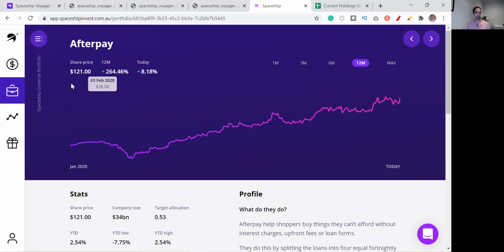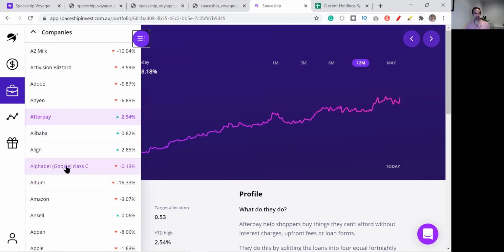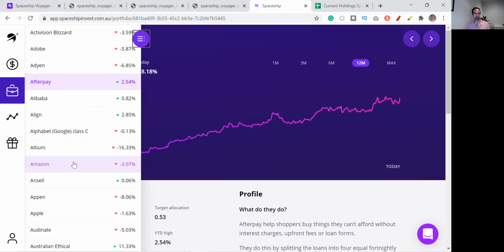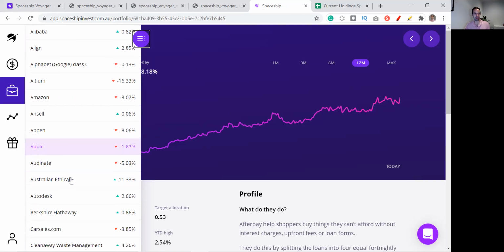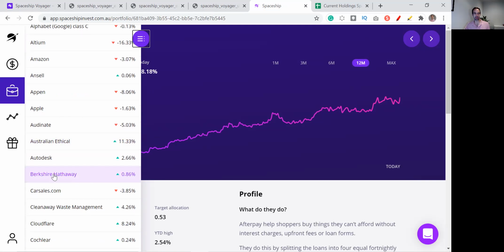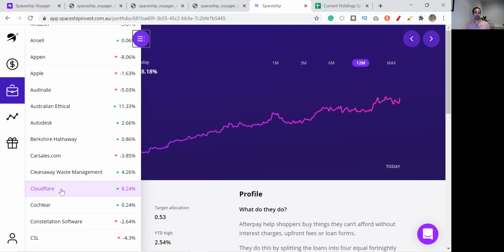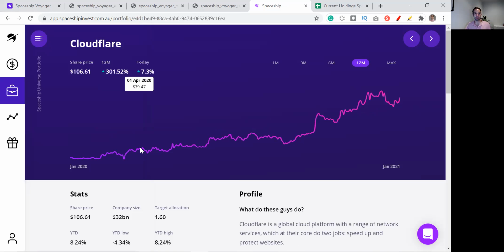Going further down the list, we have big companies like Alphabet. We have another Australian company, Altium. We have Amazon. They all have done pretty good, especially how quickly they recovered from the low in March. Then we have another established companies like Berkshire Hathaway in there as well. Another great performer, and I've talked about Cloudflare a number of times on my channel, which has a really good performance over the last 12 months. I'm not sure how long Cloudflare is part of that investment.